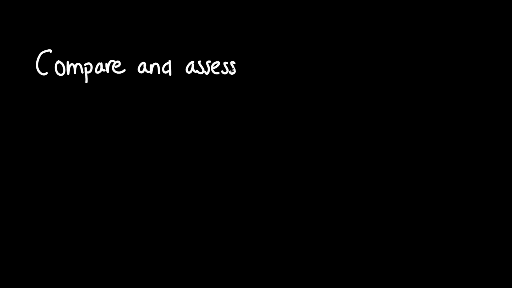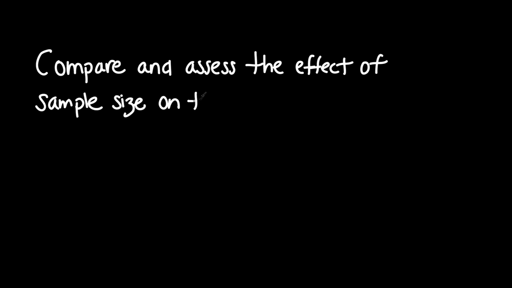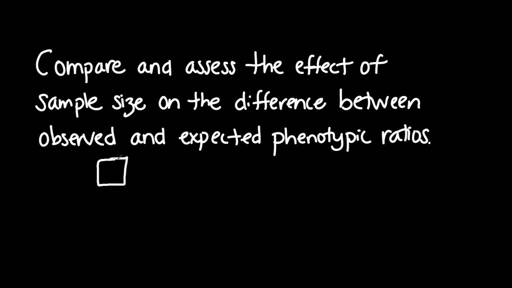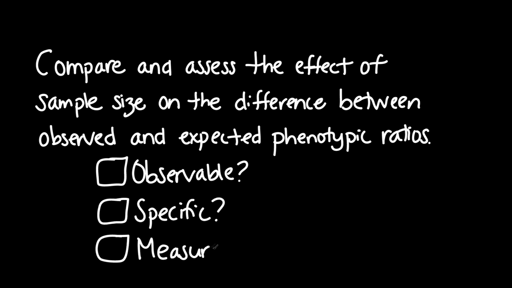The learning objective now reads, compare and assess the effect of sample size on the difference between observed and expected phenotypic ratios. This learning objective is observable, specific, and measurable. This learning objective is now a Level 4 learning objective, which corresponds to the analyze level in Bloom's taxonomy.